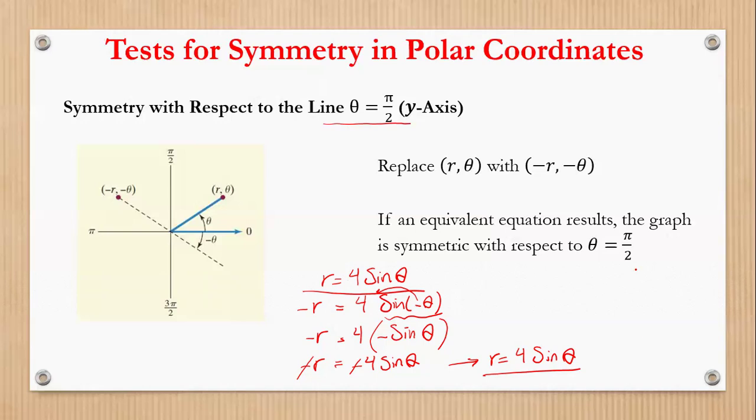And if you remember, the graph was a circle like this, which shows that the y-axis is a line of symmetry for this equation, because everything on the right side of this line is the same as the left side. So one side is a reflection of the other side.